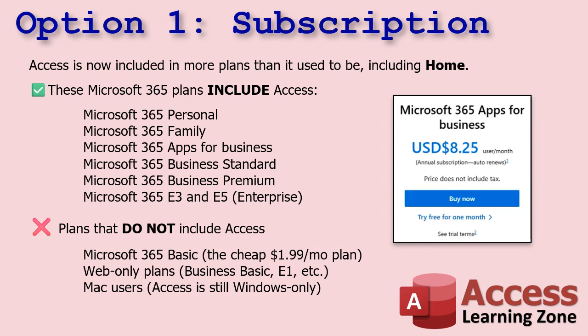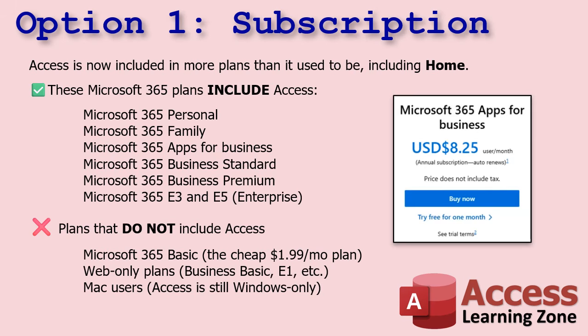There are basically two main ways to get Microsoft Access today. Option one is a subscription, which is what I recommend, and option two is a one-time purchase. Let's start with the subscription model. Microsoft calls it Microsoft 365. It used to be called Office 365. Same idea, different name. Now here's the big update that's causing all the confusion right now.